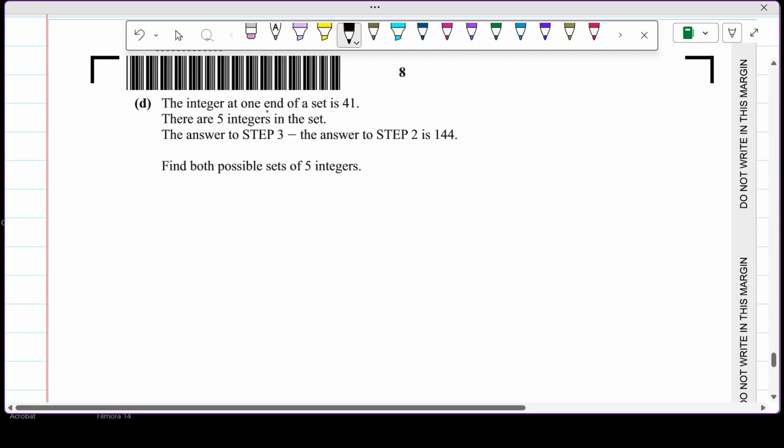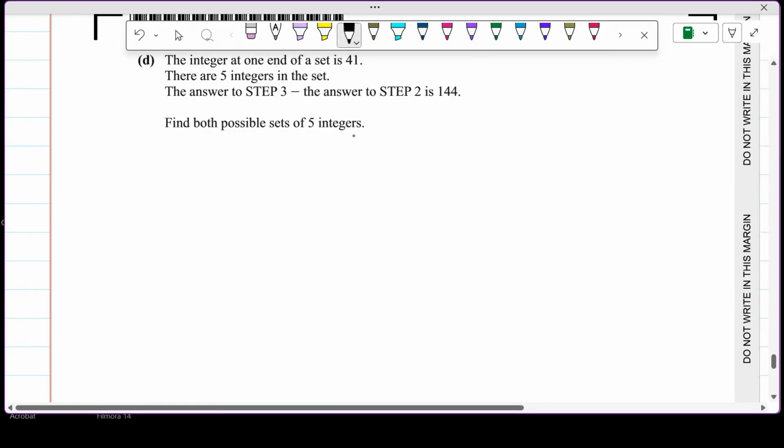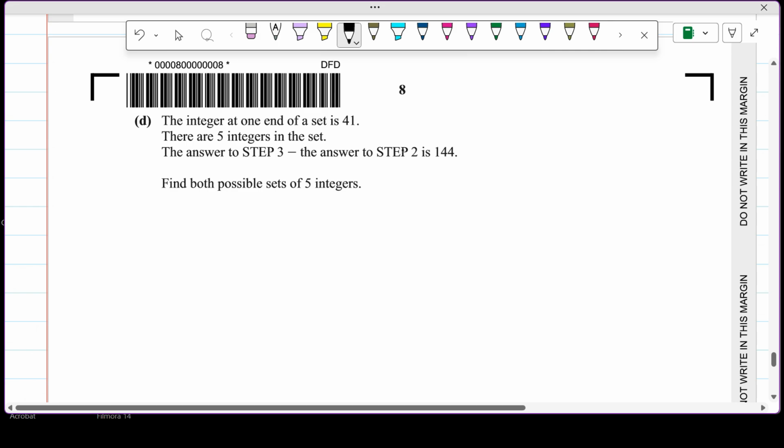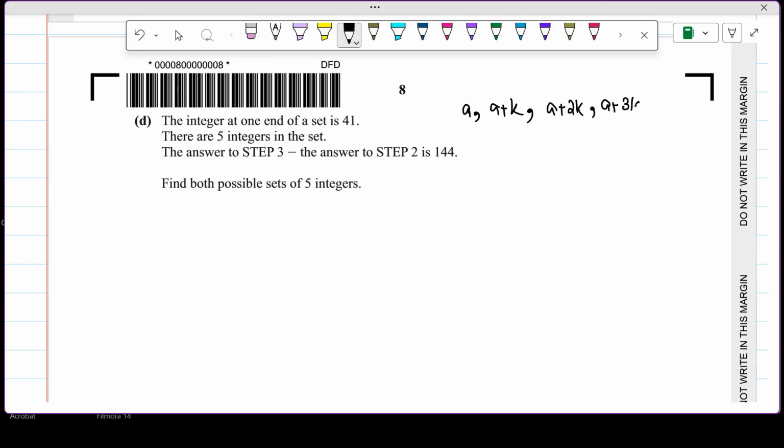Part D. The integer at one end of the set is 41. There are 5 integers. The answer to step 3 minus the answer to step 2 is 144. Find both possible sets of the integers. It is given that we have a set of 5 integers. So it may be a, then a plus k. K is the increment, so a plus 2k, then a plus 3k, then a plus 4k.